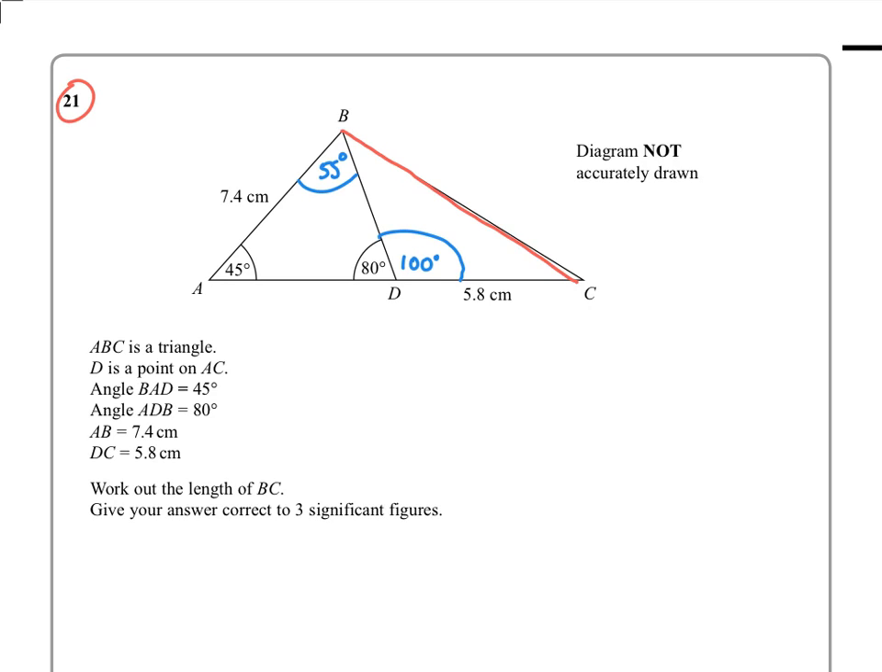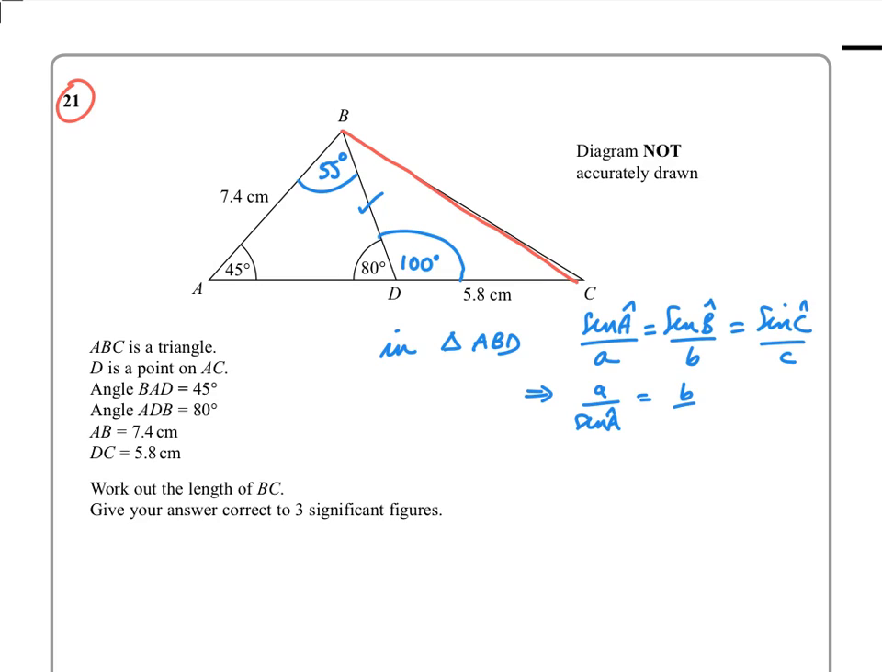And I think the first thing I'm going to do is realise that if I can try and find the length BD, that could unlock the door to finding BC. So in triangle ABD, I'm going to use the sine rule. Now the sine rule is at the front of the paper, which you can have a look at any time, but you probably have a rough idea of what the sine rule is. So you may know it as sine A over A is sine B over B is sine C over C, or you can invert both sides and have A over sine A is B over sine B is C over sine C.